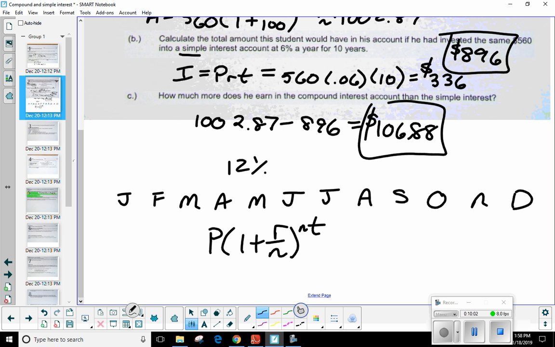Hopefully quite a few. But the reason we have to take the percent and divide by that is because you don't get 12% every single month. It's on an annual basis. So whatever percentage you're going to get, the number of times you compound it, when you add that together at the end of the year, that's the percentage you're given.